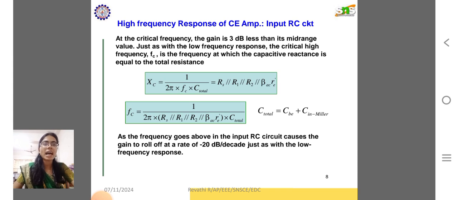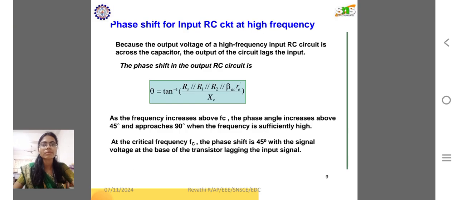The critical high frequency FC is the frequency at which the capacitive reactance is equal to the total resistance. As the frequency goes above FC, the input RC circuit causes the gain to roll off at the rate of minus 20 decibels per decade, just as with the low frequency response.